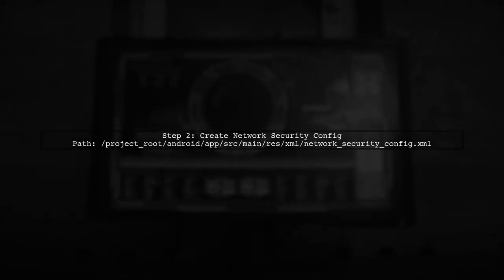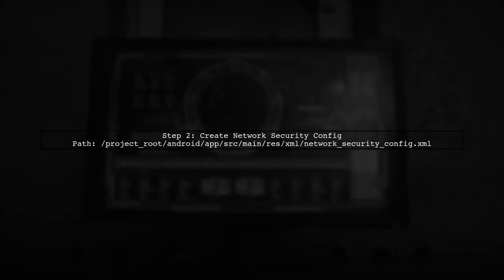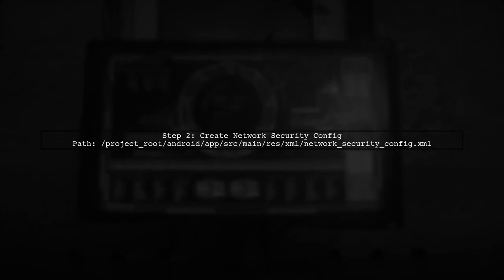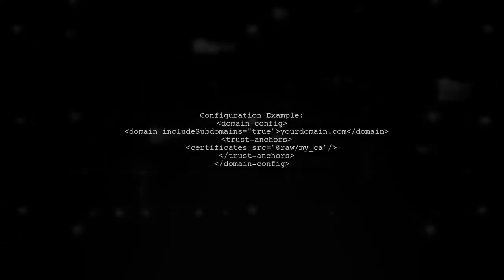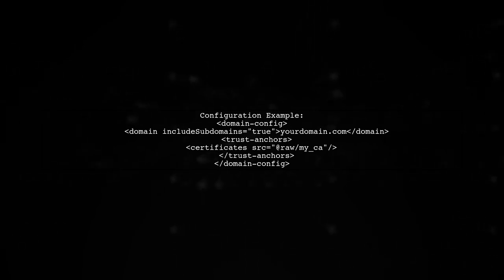To implement a workaround, create a network security configuration file. This involves adding a custom certificate authority to your app's configuration. In the configuration file, specify your domain and trust anchors. Replace example.com with your actual domain.